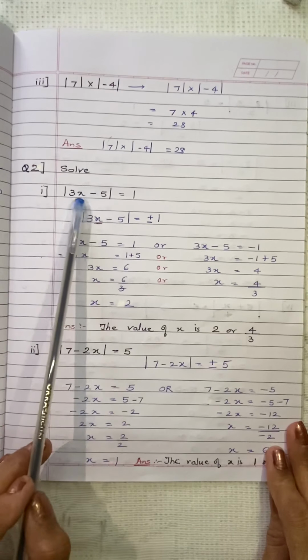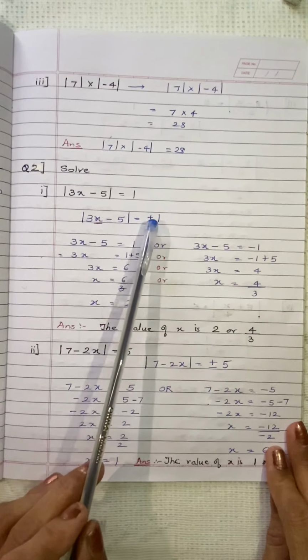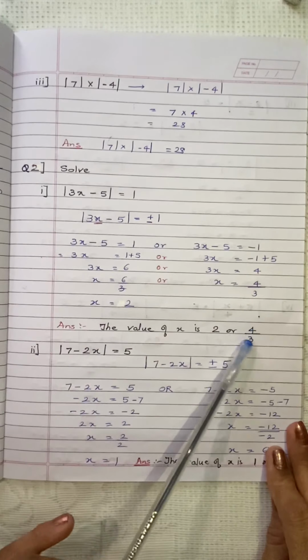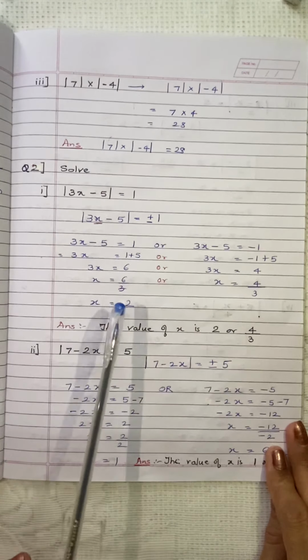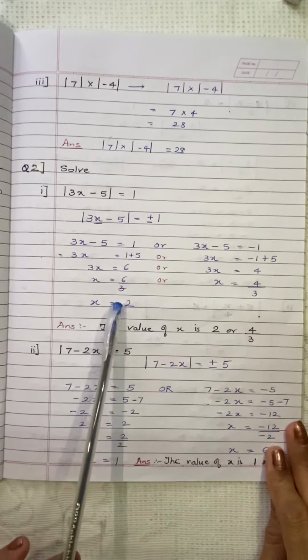So if we replace this x by 2, we will get 1. Or if we replace this value of x by 4 upon 3, we also get 1. So both the answers are right for the value of x.